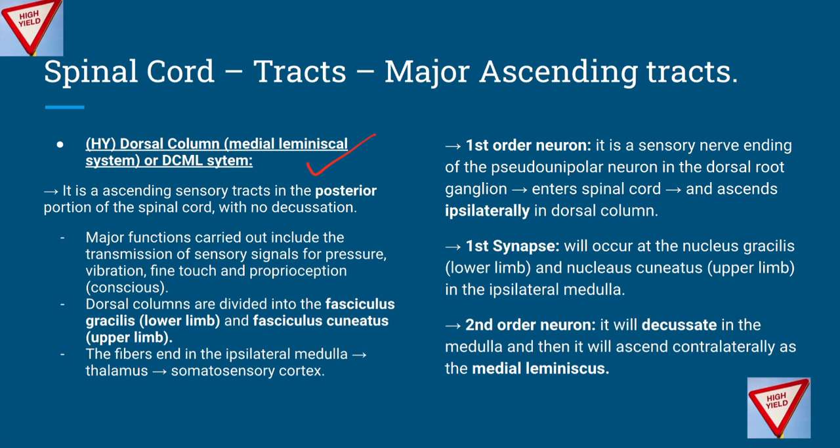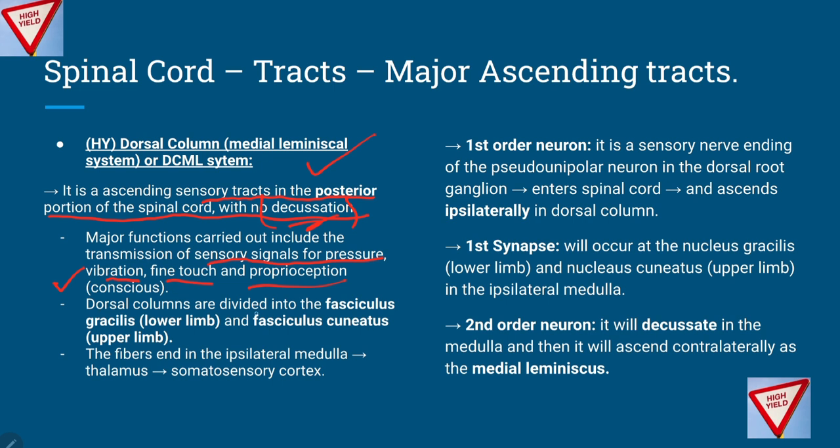So it is basically an ascending sensory tract in the posterior portion of the spinal cord, and it has no decussation. So that's an important point that you have to remember. The major functions carried out will include the transmission of the sensory signals for pressure, vibration, fine touch, and proprioception. So that is basically controlling the conscious part of it.